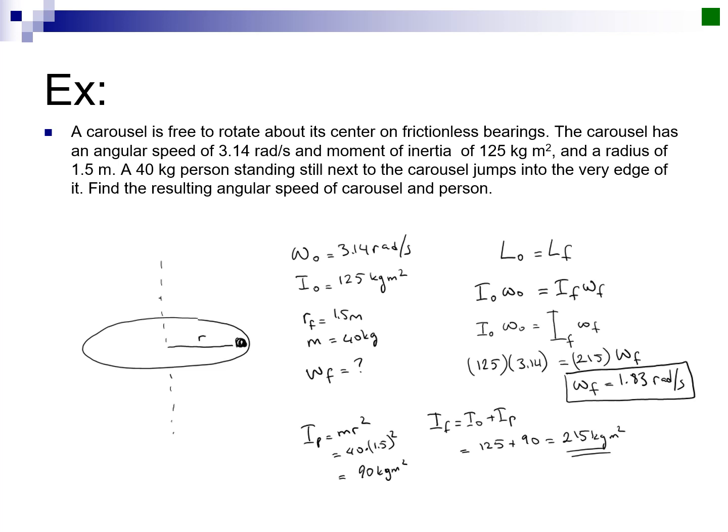So let's just plug in numbers and see this as well. This means we have 125 multiplied by 3.14 equal to 215 multiplied by the final angular velocity. Using the calculator, I can find that the final angular velocity is 1.83 radians per second. As expected, it is less than the original angular velocity.